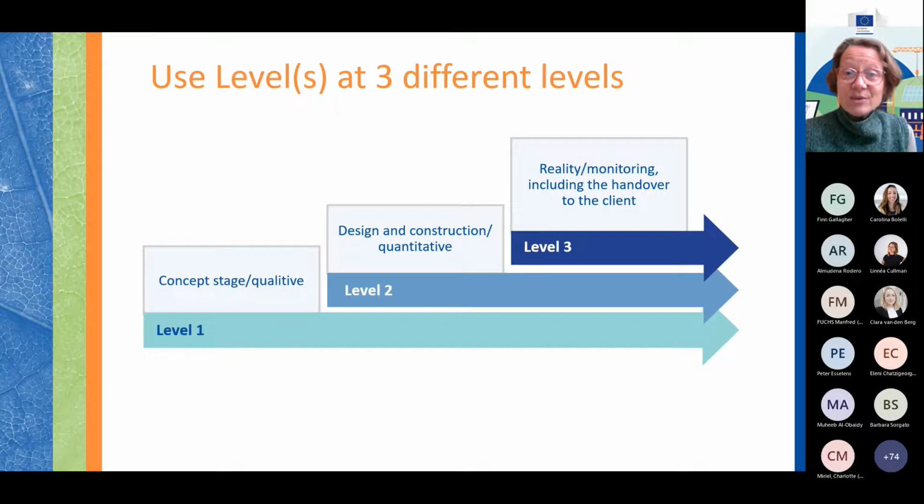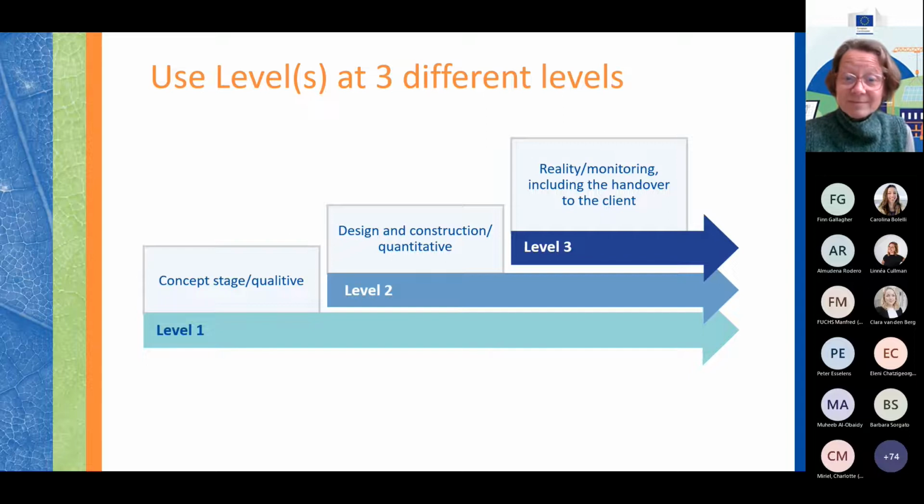At level 2, you start working with the indicators in a quantitative way. So then you will start the actual assessment. And at the 3rd level, which is at the moment of handover, you will look at the performance of the building and compare it with what you had planned at earlier levels. And in some cases, for some indicators, we also provide suggestions of how to monitor these indicators, typically during the first year of the project.